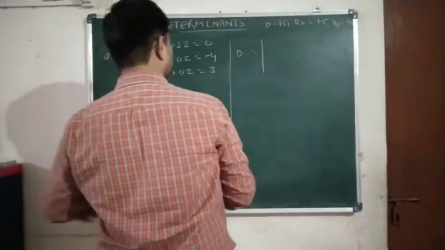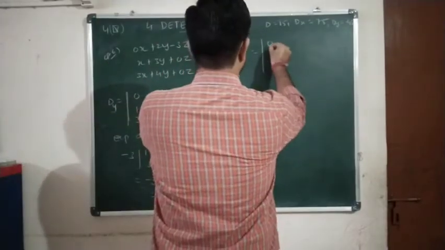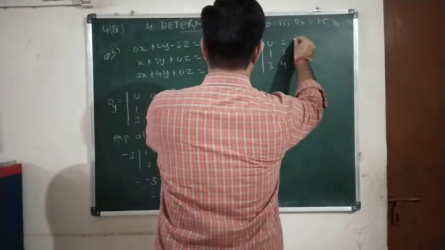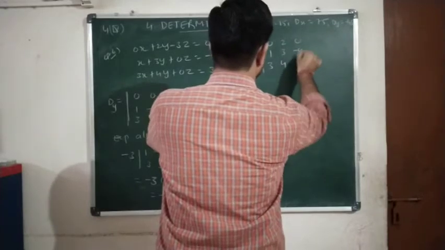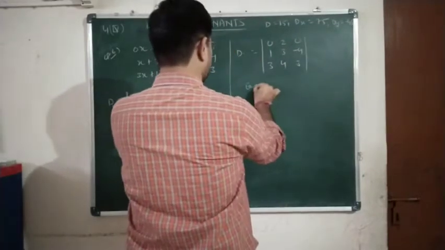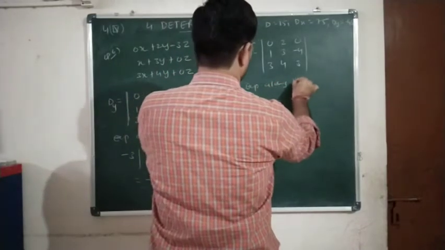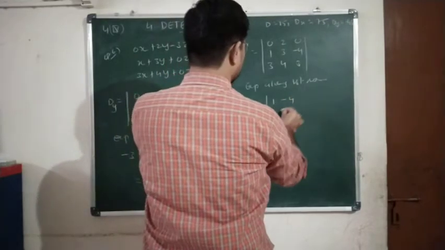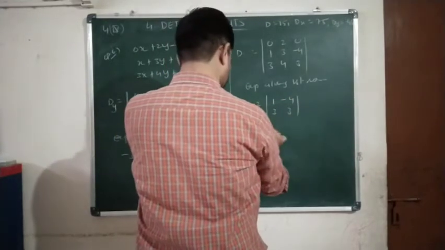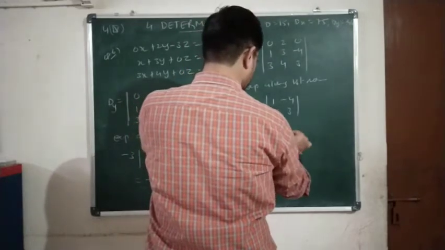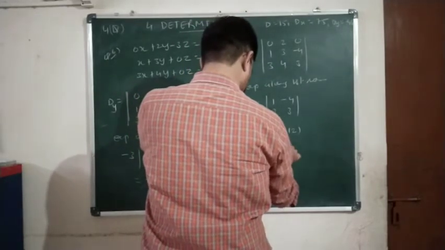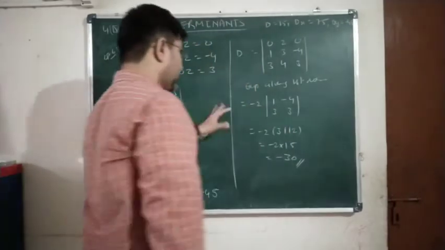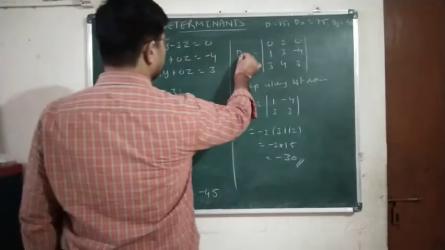And finally we will calculate dz. The first column is 0, 1, 3, the second column is 2, 3, 4, and the third column will be replaced by the constants. Expanding along the first row, we get minus 2 into the determinant 1, minus 4, 3, 3. Minus 2 into (3 plus 12), that is minus 2 into 15, is equal to minus 30. So this is the value of dz.